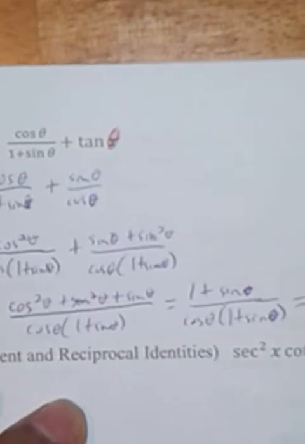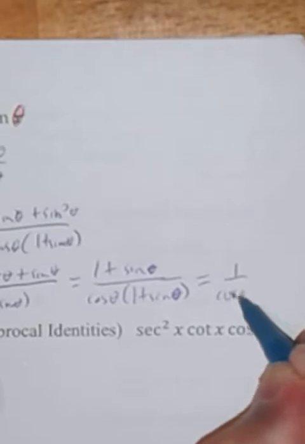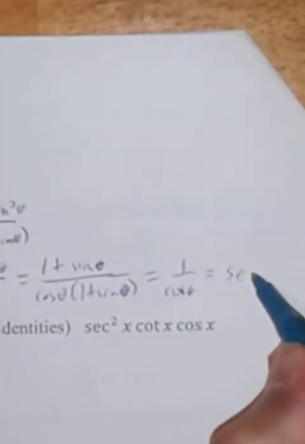So I have 1 plus sine theta on top and 1 plus sine theta on bottom. They cancel out, and I have 1 over cosine theta, which equals secant of theta. And that's my simplified form.